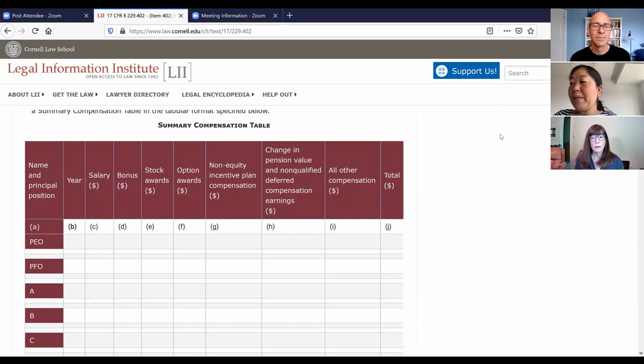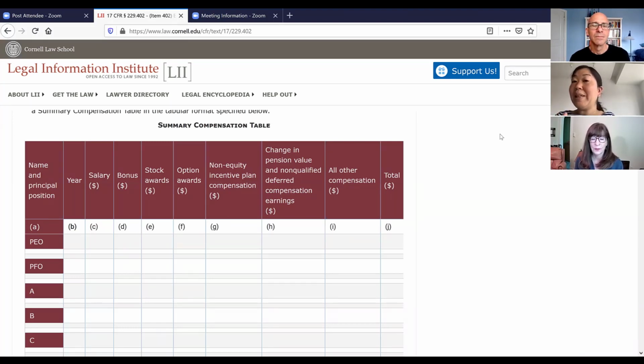A second point is that the summary compensation table, in the format that's been provided by the SEC, has to look as is. People ask all the time, can I add columns? Can I replace columns? And the answer to all of that is no.